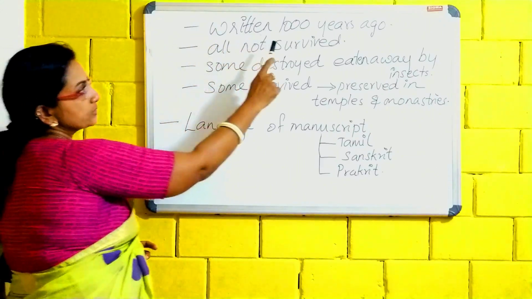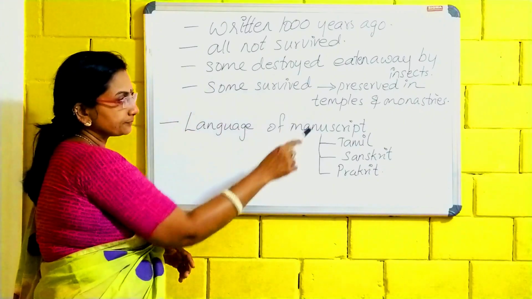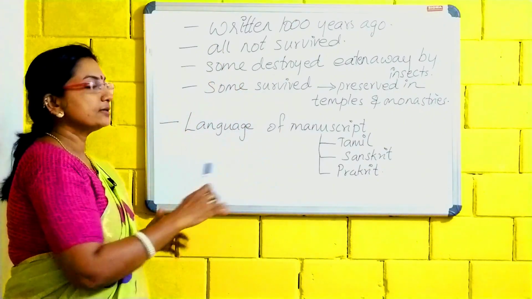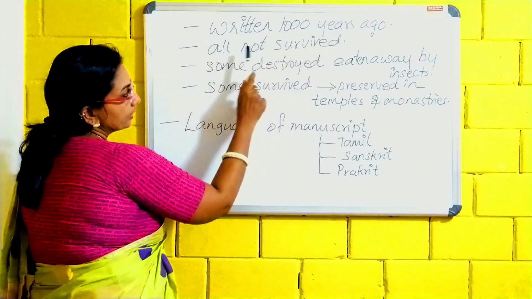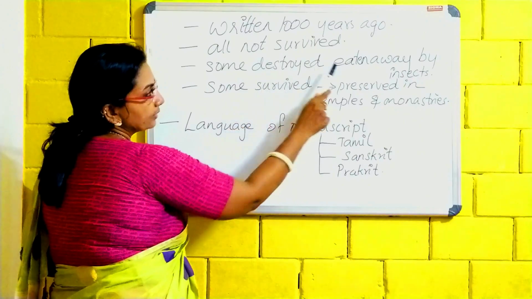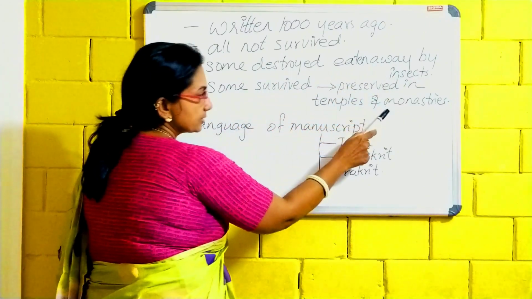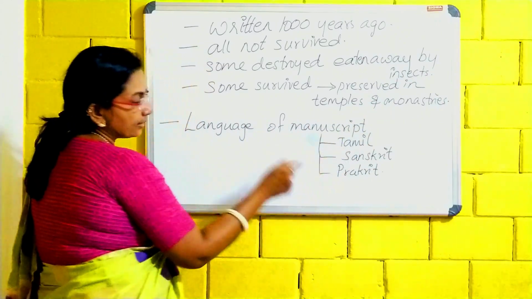I told you about the manuscript. The manuscript was written 1000 years ago. You also have to make small points like this. Combine all the points, then you can make a sentence and it is easy for learning. Written 1000 years ago, not all survived, some destroyed, eaten away by insects, some survived, preserved in temples and monasteries. The language of the manuscript is Tamil, Sanskrit and Prakrit.